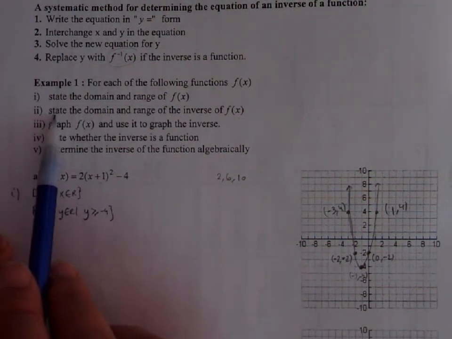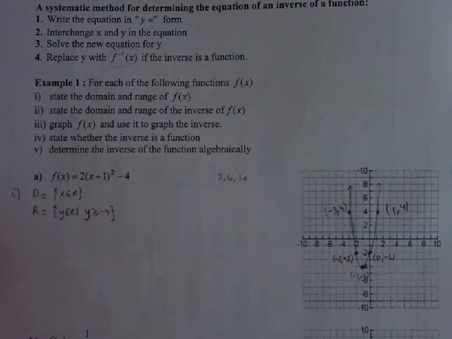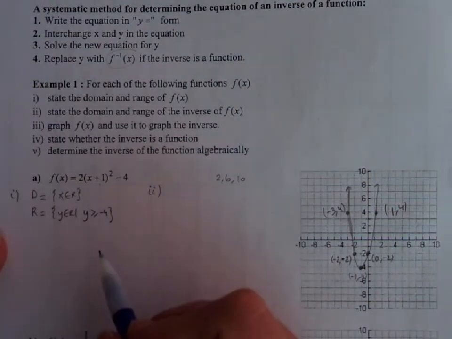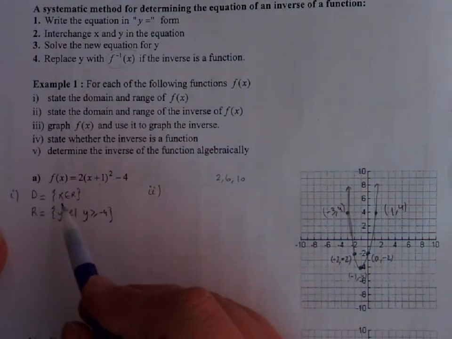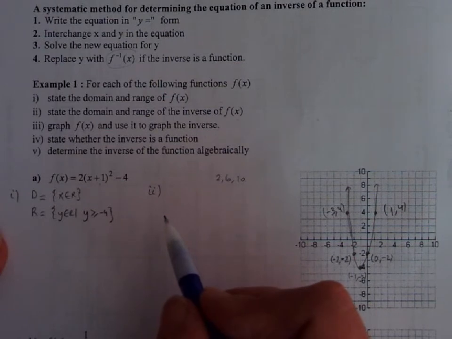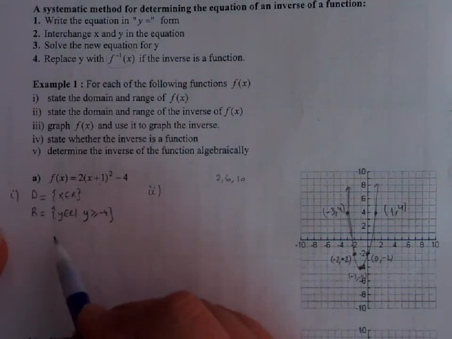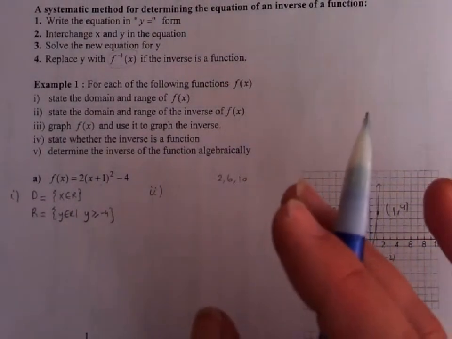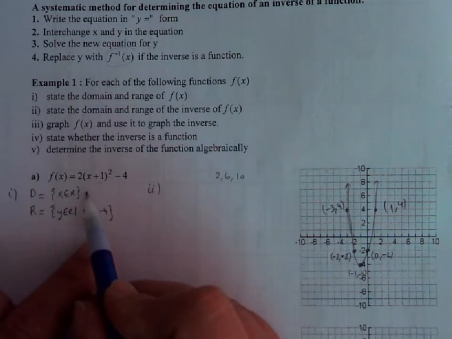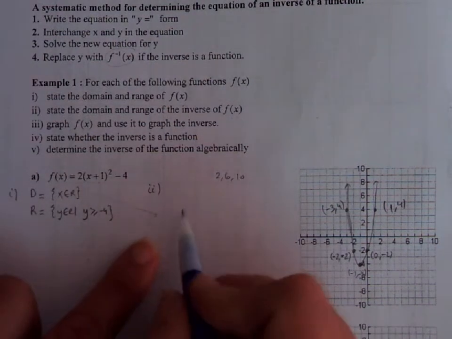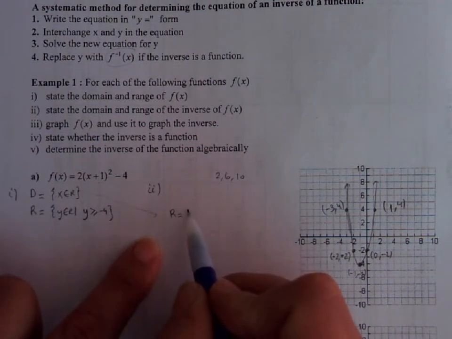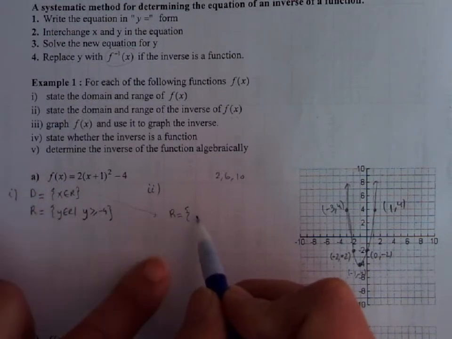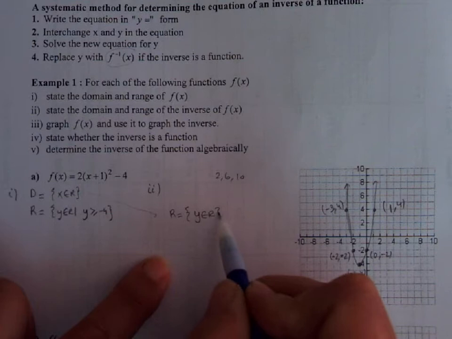Okay, so the next question is to state the domain and range of the inverse function. When you're doing the inverse, the domain of the original becomes the range of the inverse, and the range of the original becomes the domain of the inverse. So I'm going to use the domain of the original to help me write the range of the inverse. Of course, I'll switch x with y as I do that.